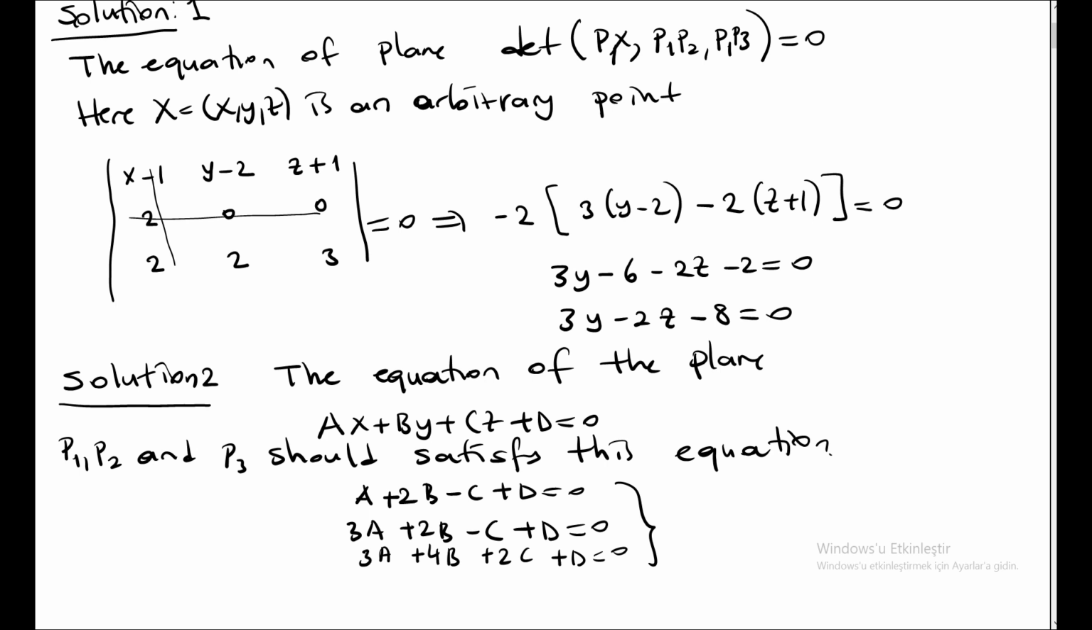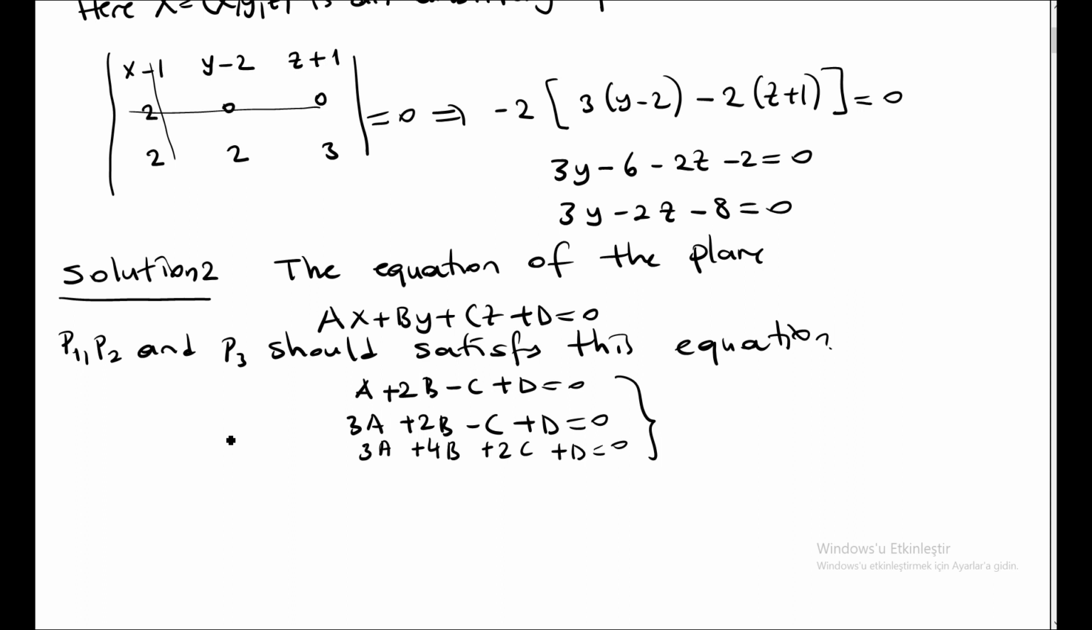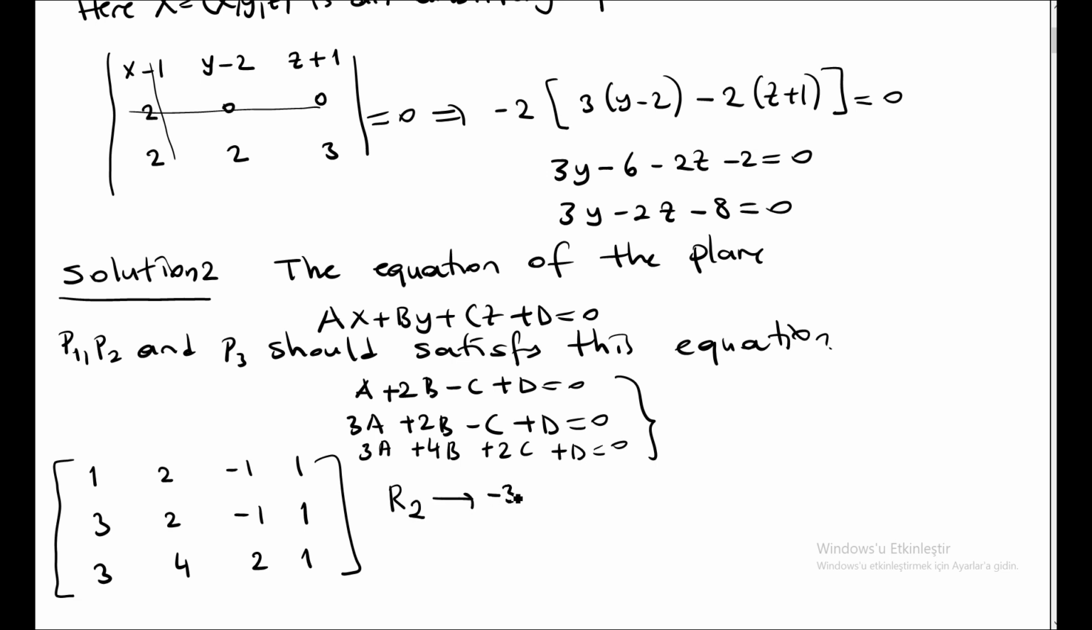There are several methods, but in this first semester you'll solve using elementary row operations. So we will write it as a matrix. So if you write the matrix, you have 1, 2, negative 1, 1, and 3, 2, negative 1, 1, and 3, 4, 2, 1. Okay, this is my matrix. So I will apply the row operations. So instead of row 2, I will take negative row 1 plus row 2. And row 3 now becomes negative 3 times row 1 plus row 3. Okay, now I will make these calculations.